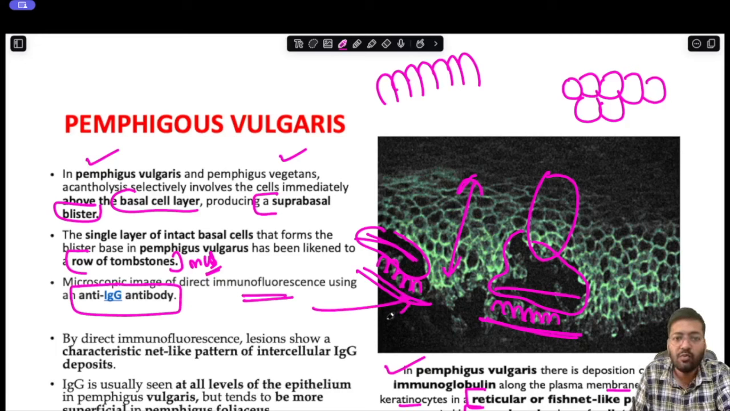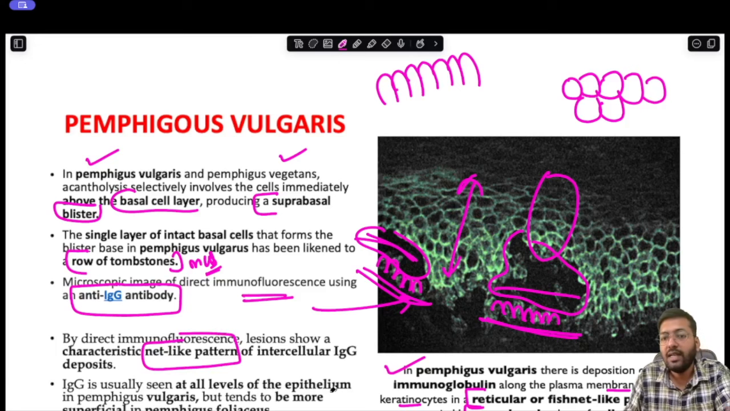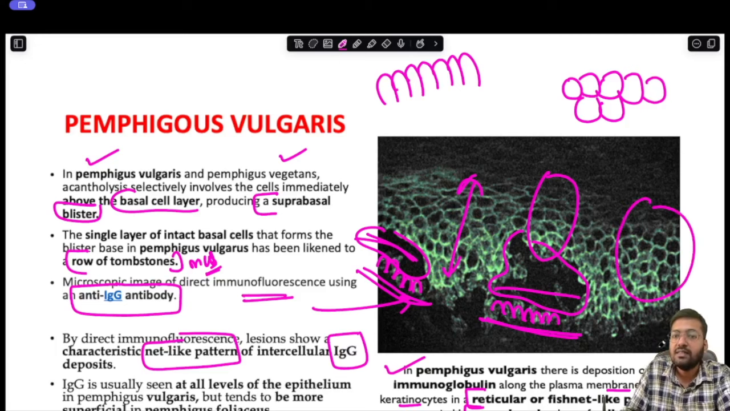By direct immunofluorescence, the lesion shows a characteristic fish net like pattern, or a lace like pattern, or a reticular pattern of intercellular IgG deposit. So this pattern is called the fish net appearance or reticular pattern. IgG is usually seen at all levels of the epithelium in pemphigus vulgaris, but tends to be more superficial in case of pemphigus foliaceus.